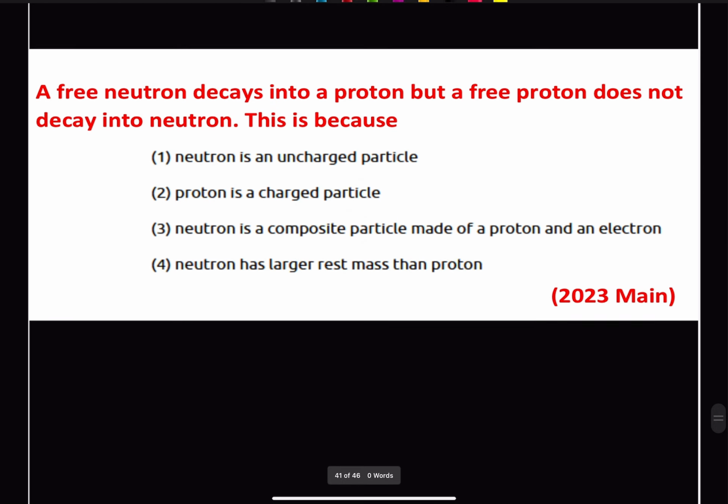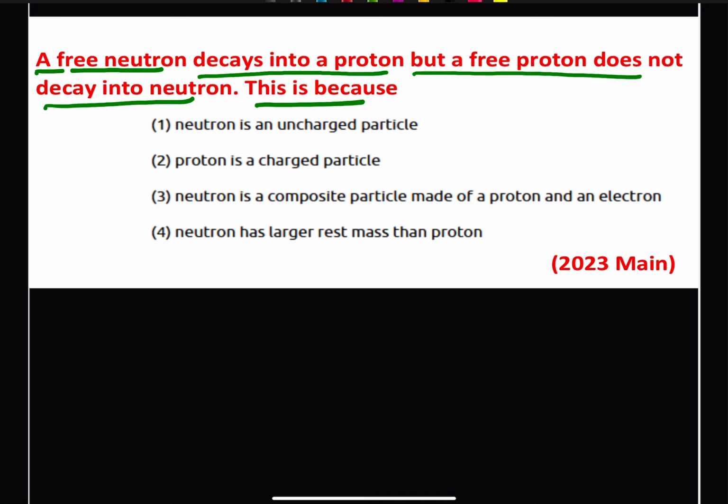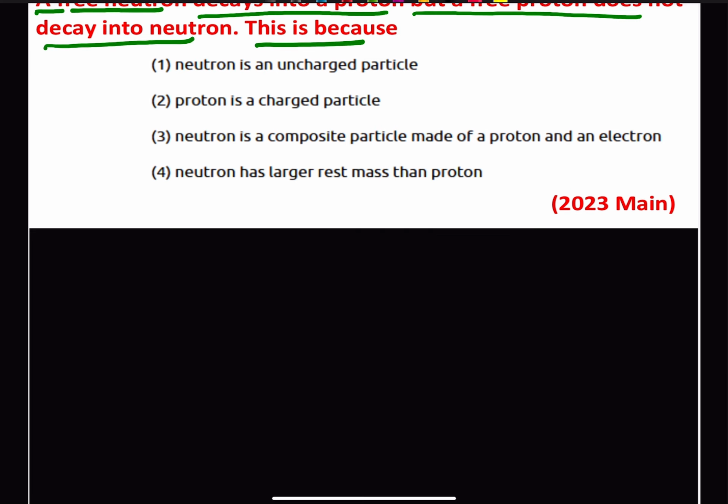Next question. It states that a free neutron decays into a proton but a free proton does not decay into a neutron. This is because, okay, and this is basically based on the conservation of energy. First of all, it says that neutron decays into proton. Therefore, we can write it in the form of an equation.